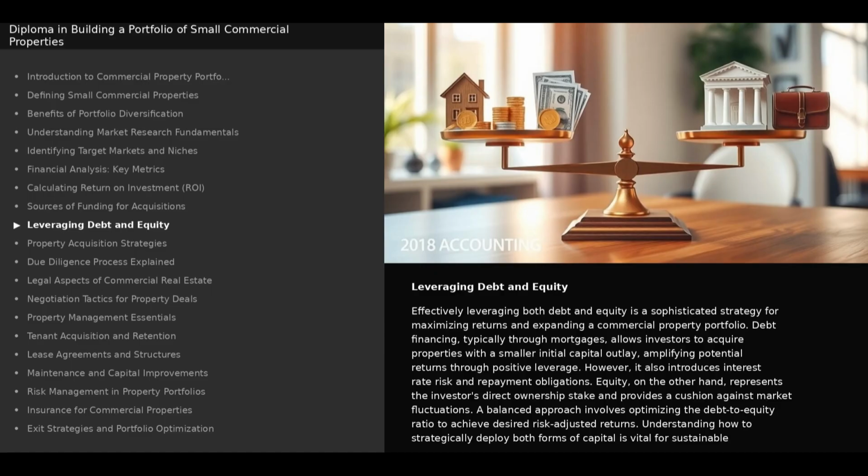Equity, on the other hand, represents the investor's direct ownership stake and provides a cushion against market fluctuations. A balanced approach involves optimizing the debt-to-equity ratio to achieve desired risk-adjusted returns. Understanding how to strategically deploy both forms of capital is vital for sustainable portfolio growth. This balance can significantly impact cash flow and overall profitability. Prudent use of leverage is key to long-term success.